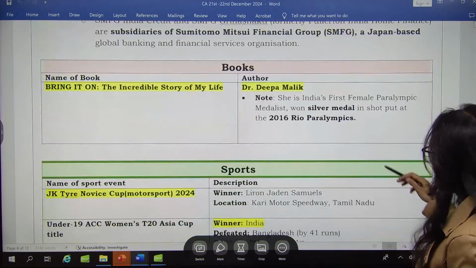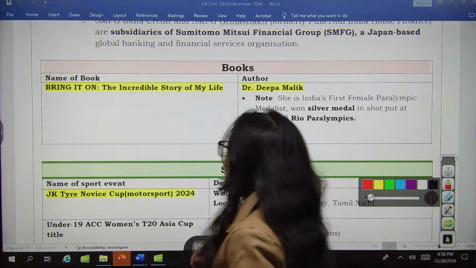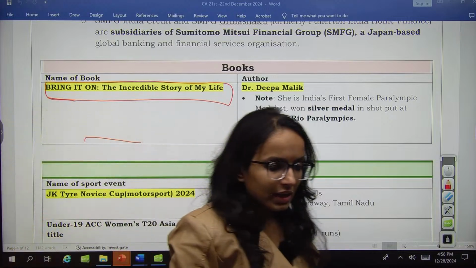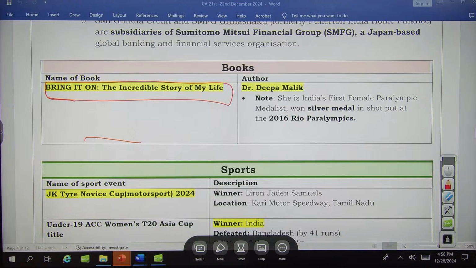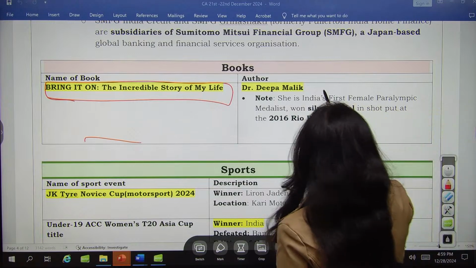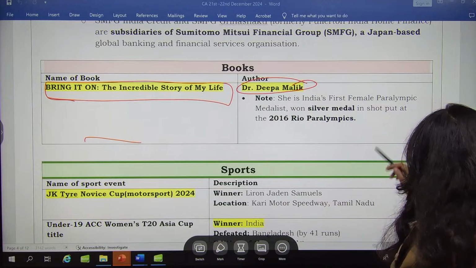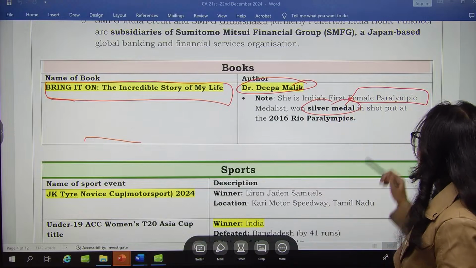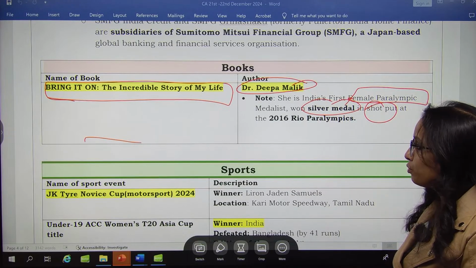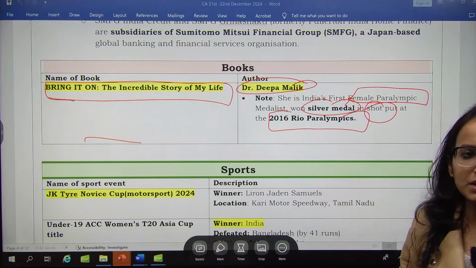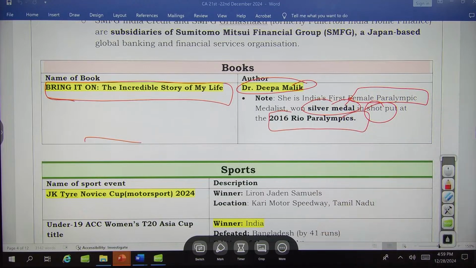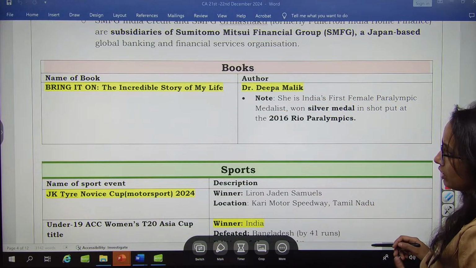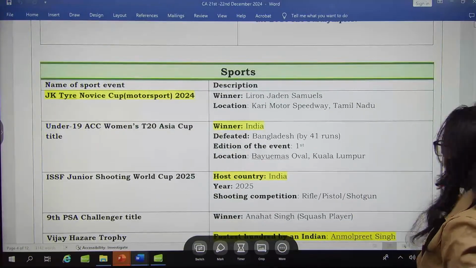Now moving on to books. Which book is in news? The name of the book is Bring It On, The Incredible Story of My Life, authored by Dr. Deepa Malik. Remember, she is India's first female Paralympic medalist, who won the silver medal in shot put at the 2016 Rio Paralympics. So she has made India proud. Moving on to the sports category.